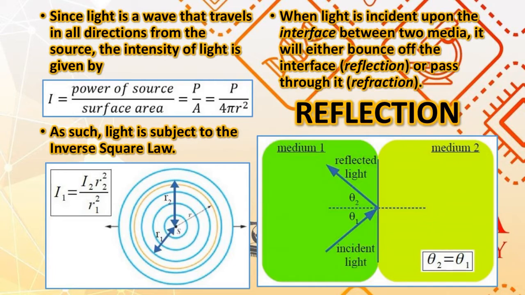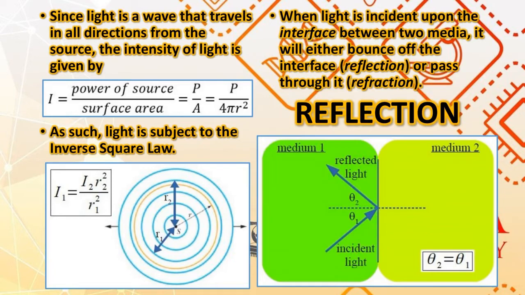First, let's look at reflection of light. You have medium 1, medium 2. You have the interface between the two media. You have light in medium 1 striking the interface. You have incident light. It has an angle theta 1 with respect to the normal line. It will reflect off the interface with an angle of theta 2 with respect to the normal line. So you have your incident light and reflected light. Theta 1 is the angle of incidence and theta 2 is the angle of reflection.